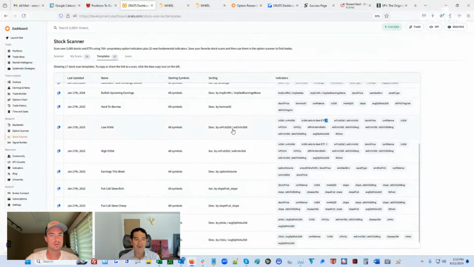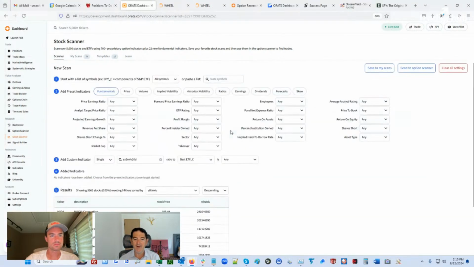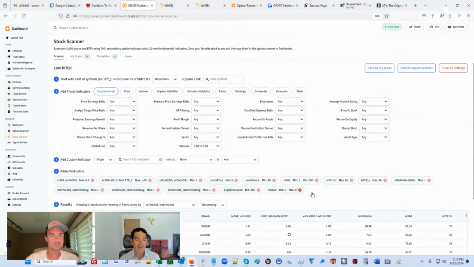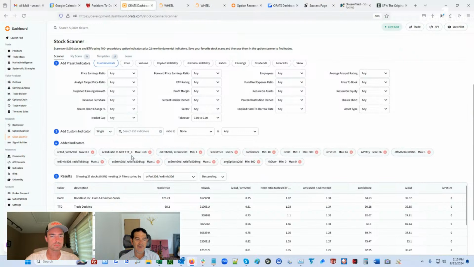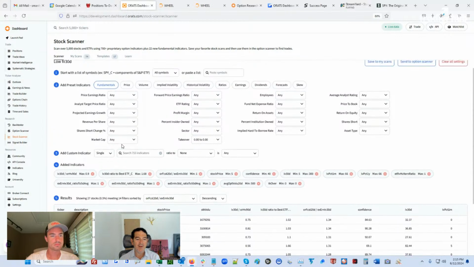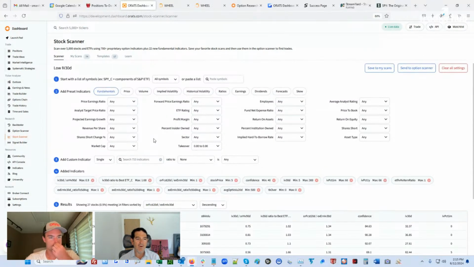Okay. But if you want to find low or high volatility, what we did in this template. The template is something that everyone has when they log into the ORATS system. You'll see things like, what's the IV ratio to the best ETF? And so we'll look for outliers on that in order to find low or high implied volatilities.